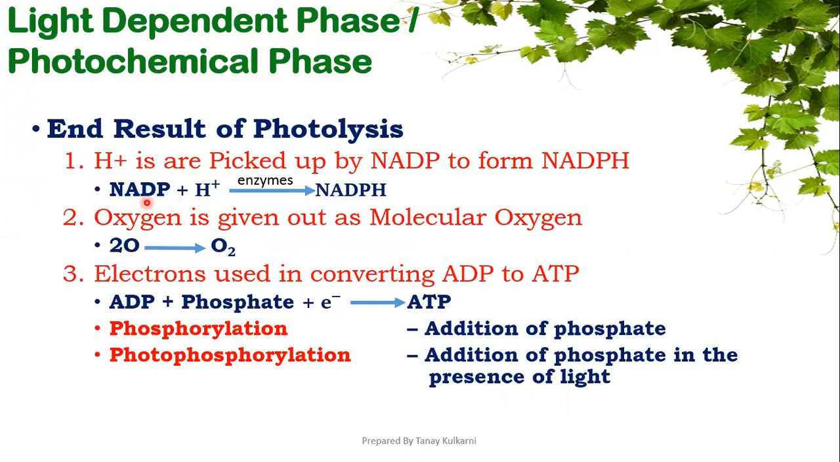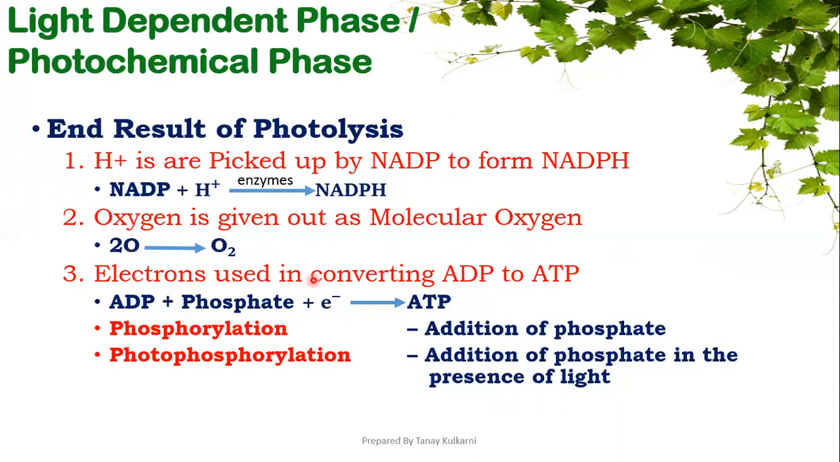NADPH can be formed by NADP accepting the hydrogen and electrons and getting converted into NADPH. Its full form is nicotinamide adenine dinucleotide phosphate, which is also known as a hydrogen acceptor. In the presence of an enzyme, it will accept the hydrogen and become NADPH. The oxygen will be given out in the molecular oxygen form.